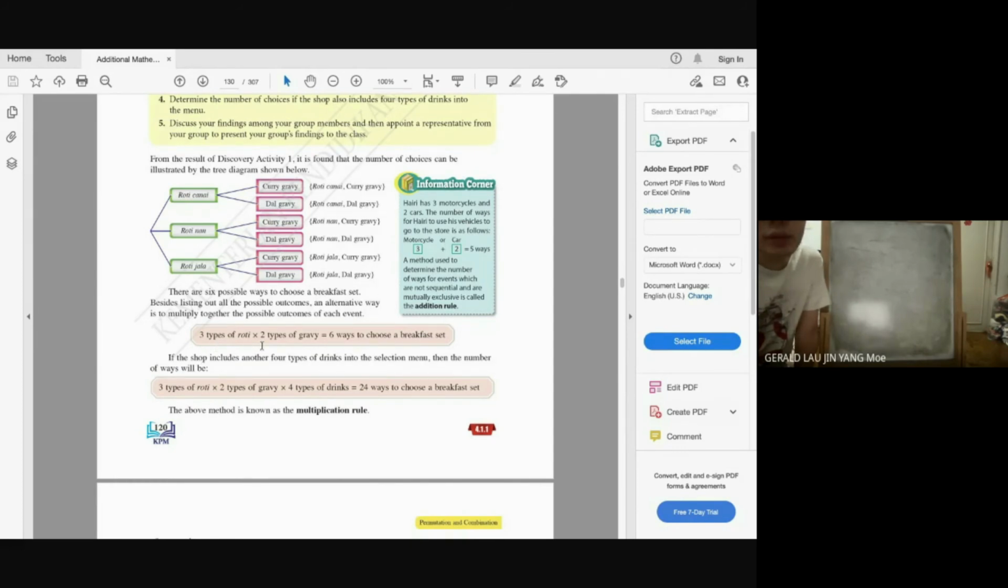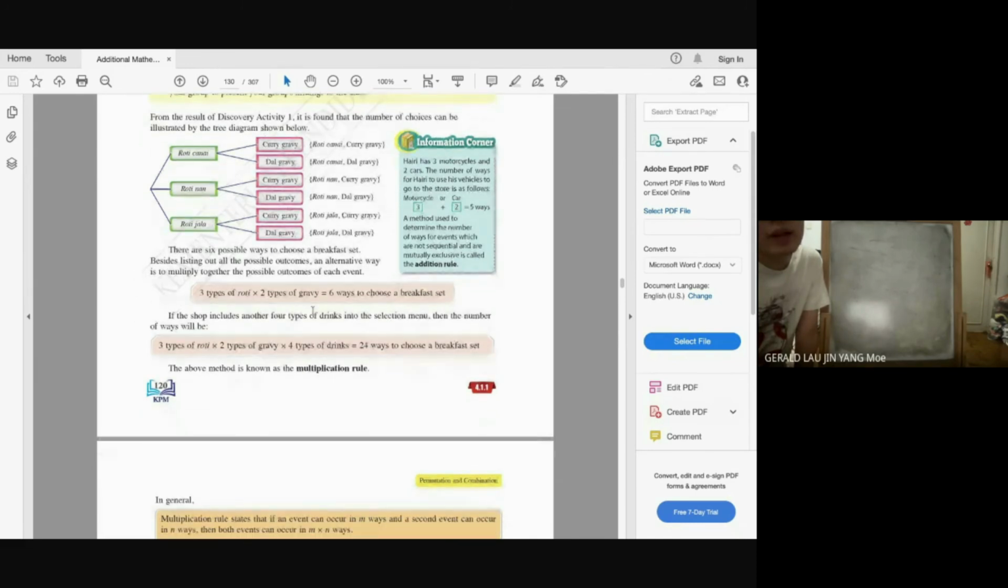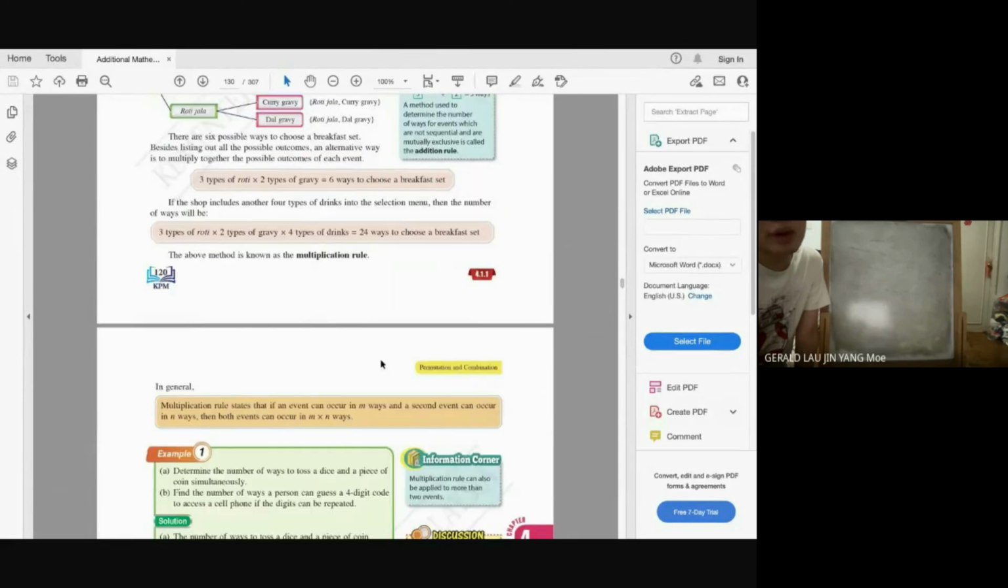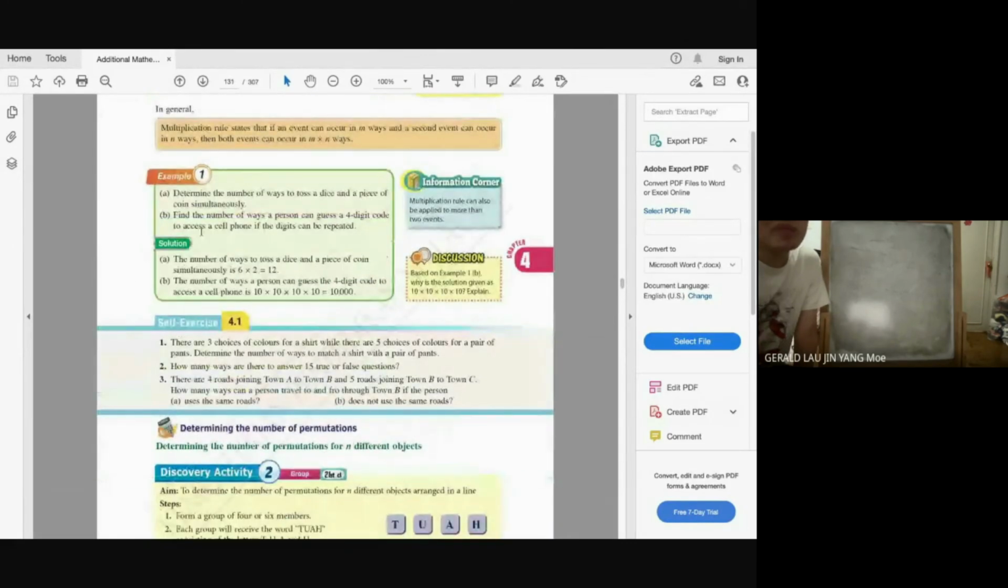Three types of roti canai times two types of gravy, so there are 6 ways to choose a breakfast set. If there are another 4 types of drink, you times again, and you get 24 ways to choose a breakfast set. Example 1, determine the number of ways to toss a dice and a coin simultaneously. The dice has 6 surfaces, so 6 outcomes. The coin only has head and tail, so 2. 6 times 2 is 12.